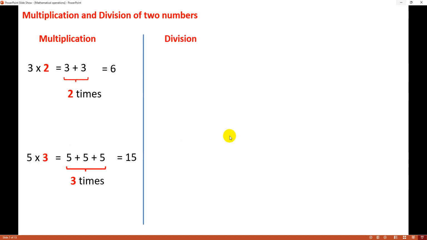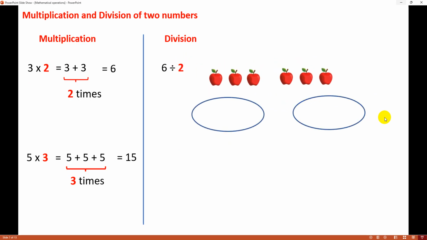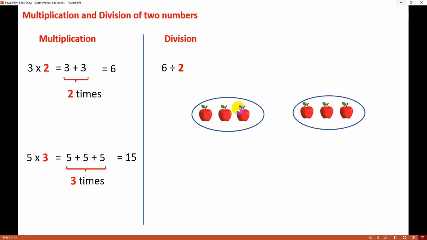Now, let's go into division. To define division, when we say, for example, 6 divided by 2, let's say we have 6 apples, and we want to divide these apples in 2 groups. So each group is going to have 3 apples. 3 apples in each group. We're dividing in 2 groups. Each group has 3 apples. So that's why 6 divided by 2 is 3.